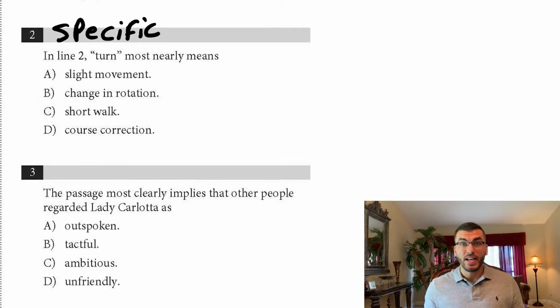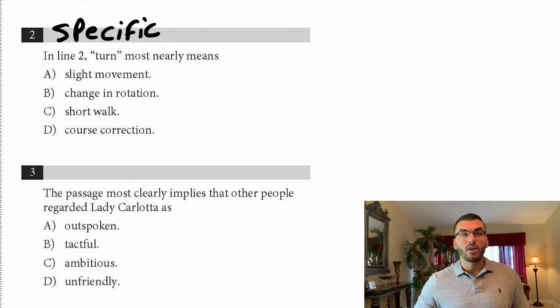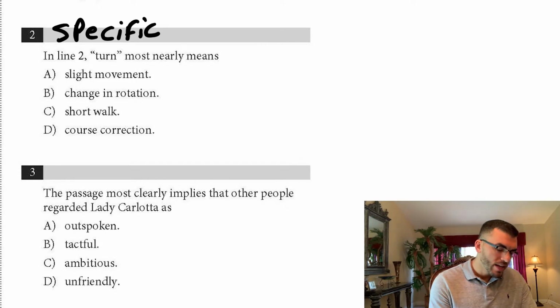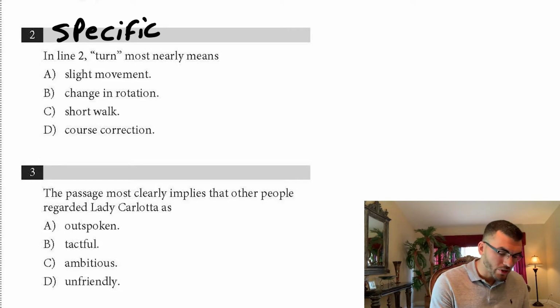The next strategy that we do is we rephrase the question. The questions on the SAT are written a lot more difficult and confusing than they need to be. So let's rephrase it. Let's summarize it in a way that we can better understand and remember the question. So, in line 2, turn most nearly means. We don't talk like that. Nobody talks like that. So how can we rephrase this question?